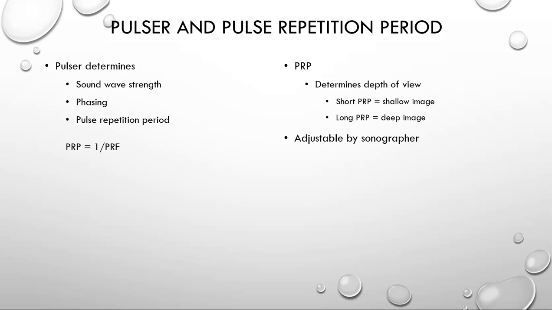The beamformer or pulsar determines the sound wave strength, the phasing, the pulse repetition period, and therefore the pulse repetition frequency. Of a side note, the pulse repetition period, of course, determines the depth of view. The shorter our pulse repetition period, the shallower our image. The longer the pulse repetition period, the deeper our image. And of course, because we have a depth button, this is adjustable by the sonographer.